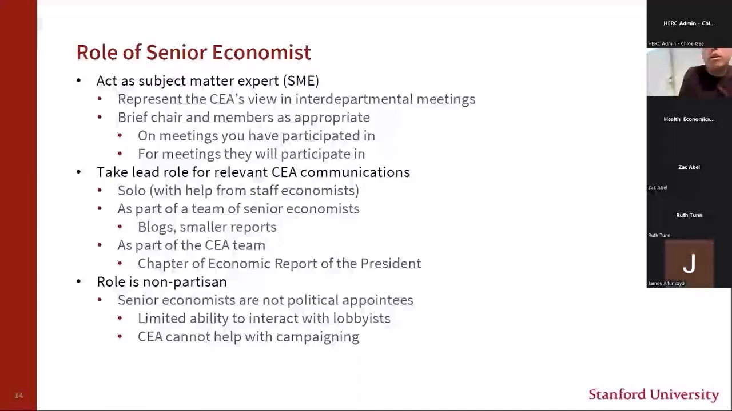So a couple of things. First of all, we have limited ability to interact with lobbyists. The other thing is that we can't really help with campaigning, and that would always come up with some of the work that we did. When I was there in 2018, 2019, right before campaign time, Elizabeth Warren, then a candidate, had a lot of ideas and policy. So we had to be very careful, because we couldn't really criticize something that candidate said. That would not work, because we can't help with campaigning.